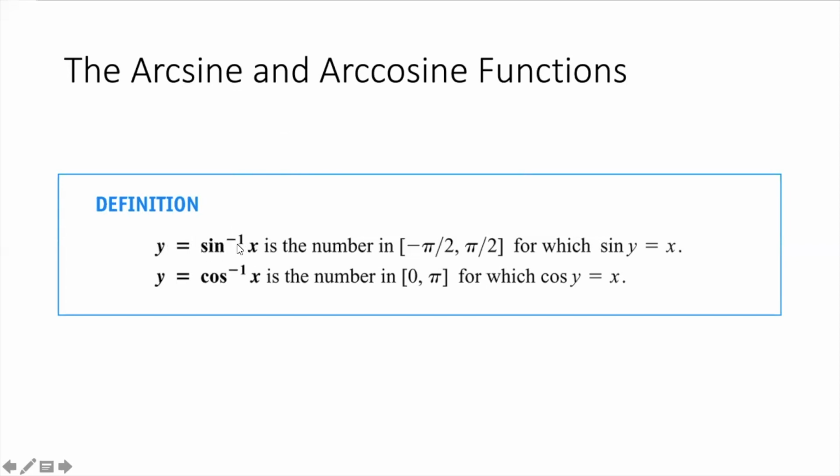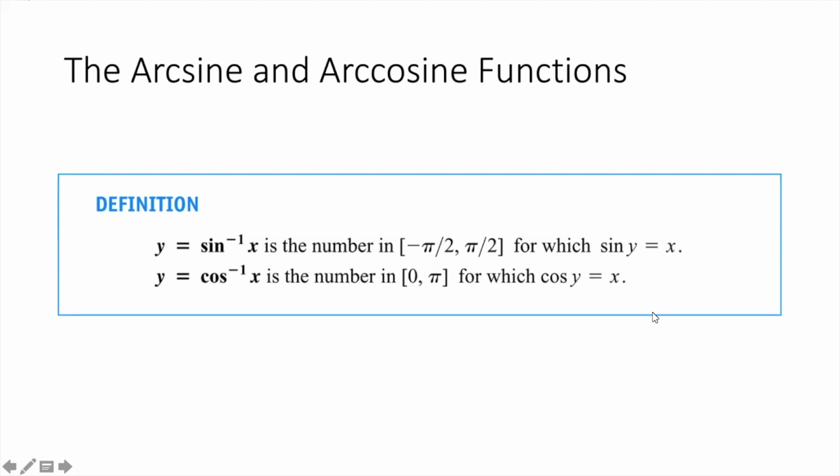So y equals inverse sine of x is the number in the closed interval from negative pi over 2 to pi over 2 for which the sine of y is equal to x. Remember that trick that we do with inverse functions where we reverse x and y to get back the original function. y equals the inverse cosine of x is the number in the closed interval from 0 to pi for which the cosine of y is equal to x.